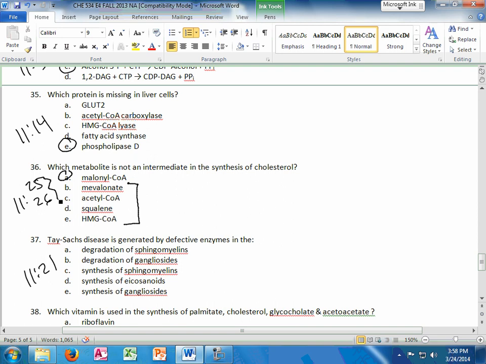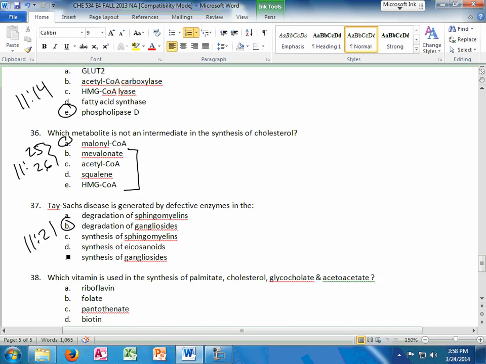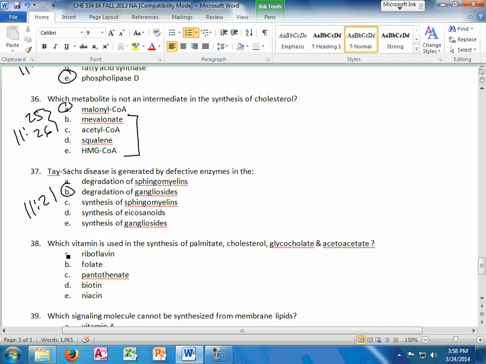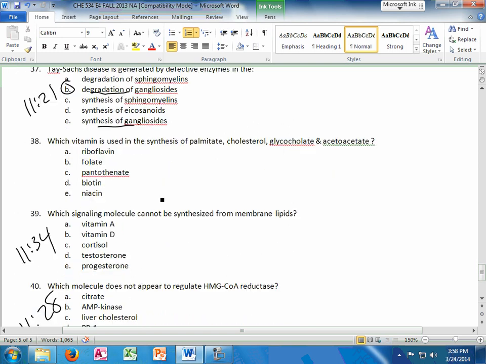This slide has to do with gangliosides, the degradation of gangliosides, not the synthesis. So make sure to know that. It's a pretty detailed question compared to some other clinical ones he's asked before.